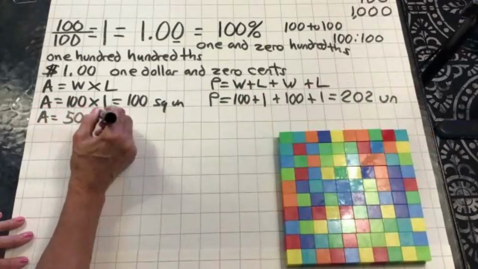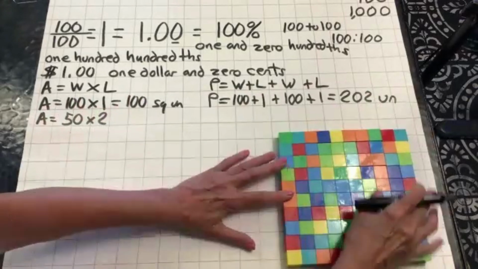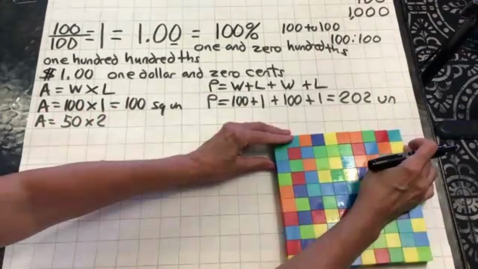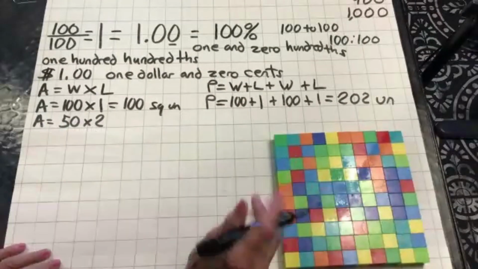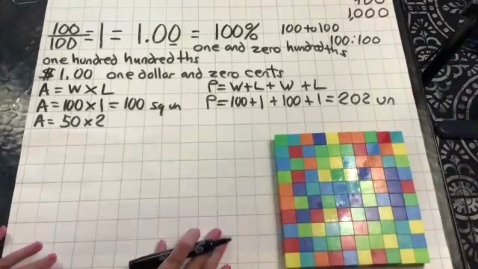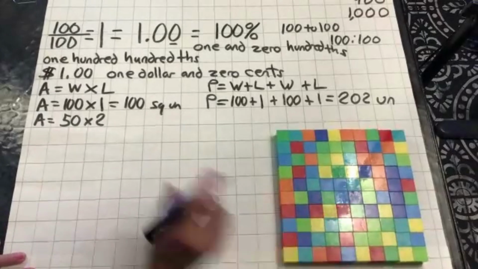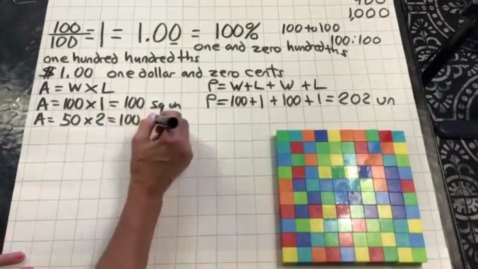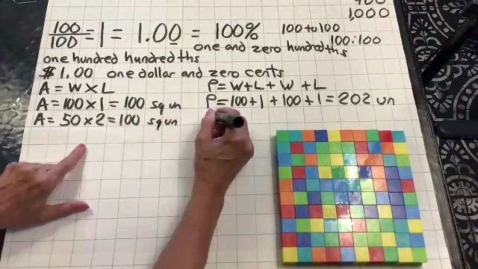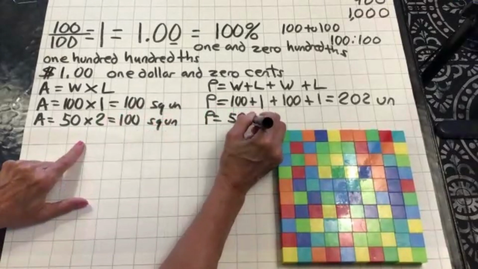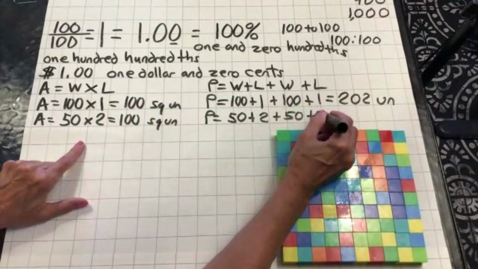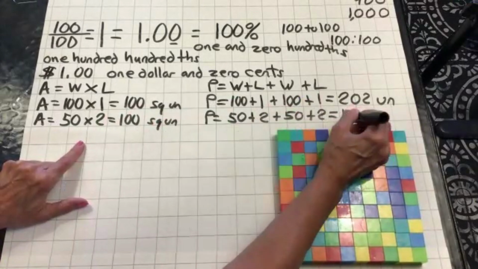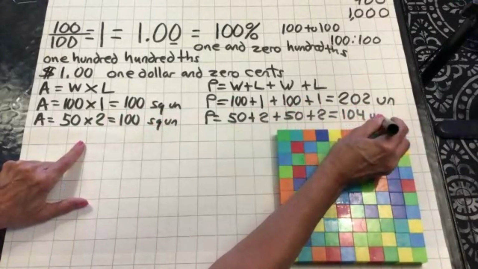Our other one would be 50 by 2. So if I take this and put all of it, it won't fit on the screen, but I just have 2 rows and they're 50 cubes long. 2 rows, 50 cubes long would be 100 square units. So that means one side would be 50. And as I'm walking around the rectangle, the next side would be 2, then the next side would be 50, and the next side would be 2. So this would be 104 units if we add that up.